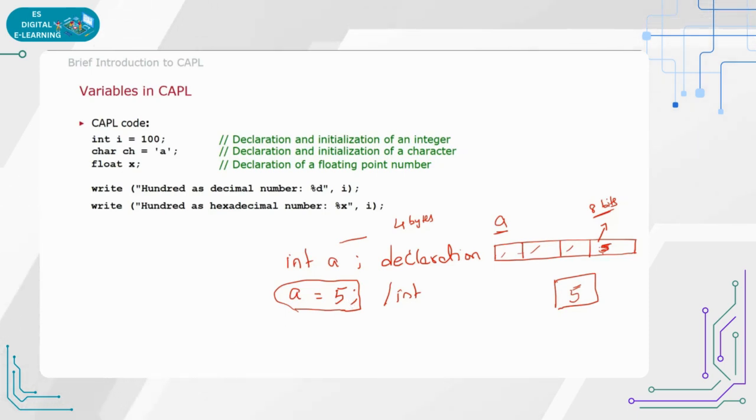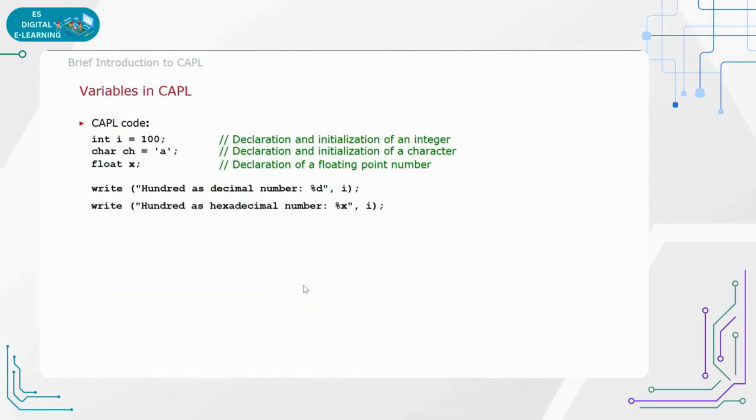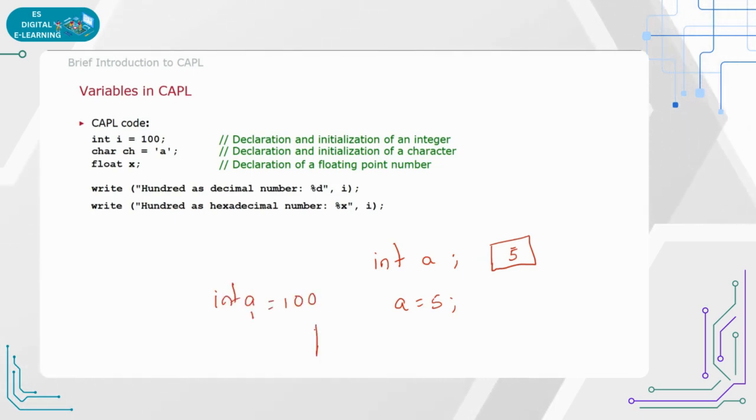Okay, who has not understood, I will repeat again. With int a, we are just creating one box. In that box, you need to store the value of 5, that's it. Similarly, when we write int i equals to 100, you created a box, and in the box you gave 100. That is the declaration and initialization of the integer.